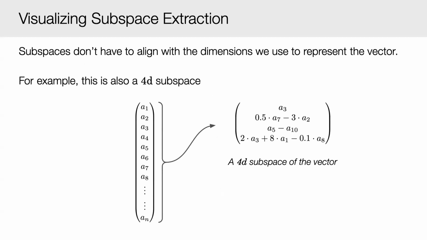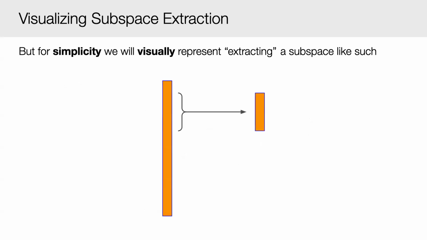Now, just for some nuance, these subspaces don't have to align with the dimensions that we choose to represent the vector with. Something like this would also be extracting a 4-dimensional subspace, but of course it's a lot more convoluted. But for simplicity, when we visualize this, we're going to visualize extracting a subspace like so.